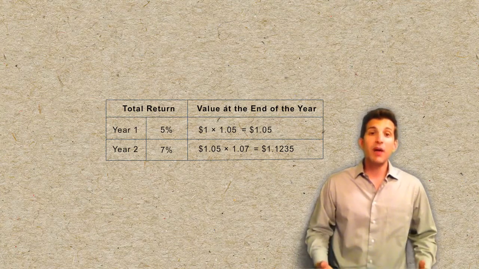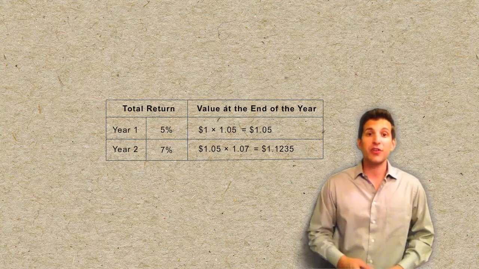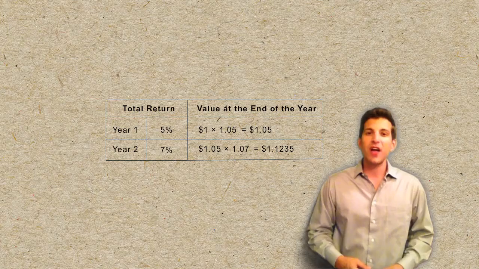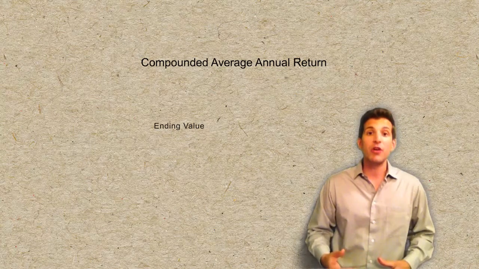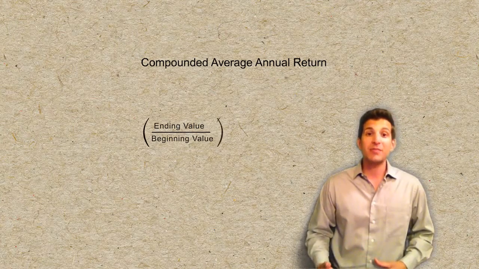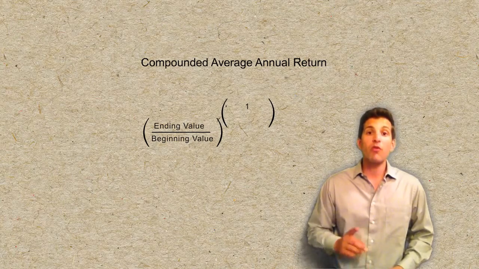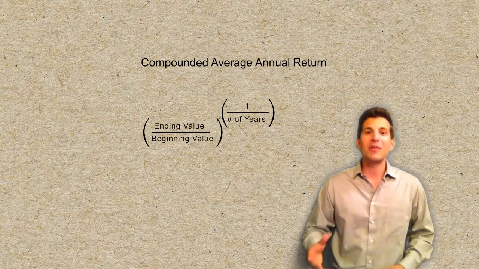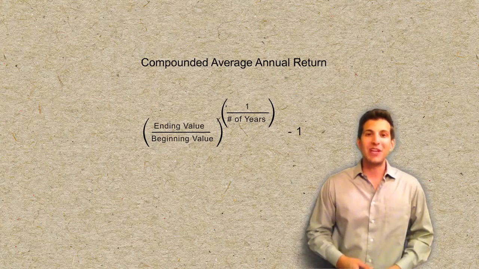We use year-by-year total returns as well as the compounded average annual return to compare the performance of stocks over different periods of time. The compounded average annual return is the ratio of the ending value of an investment to the beginning value of an investment raised to the power of 1 divided by the number of years. 1 is then subtracted from the resulting number.